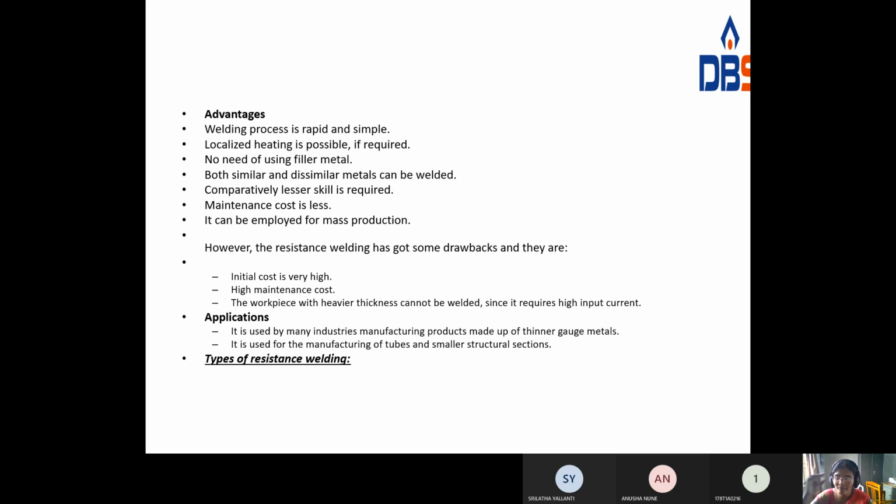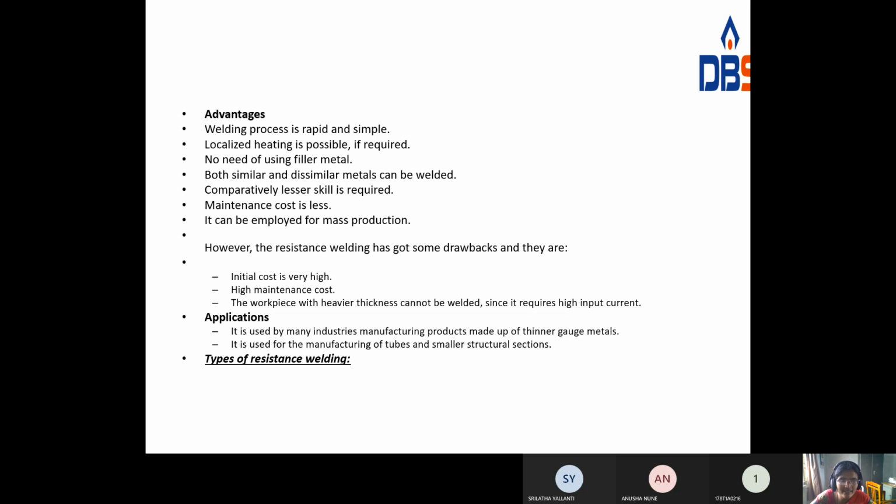If the metals to be welded are very thick, they cannot be welded easily, because at that time it requires very high currents. So those are the disadvantages or drawbacks of resistance welding. Coming to the applications.